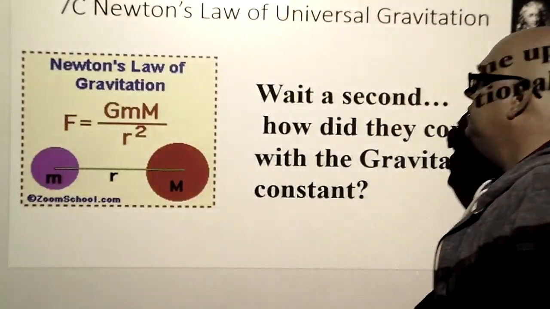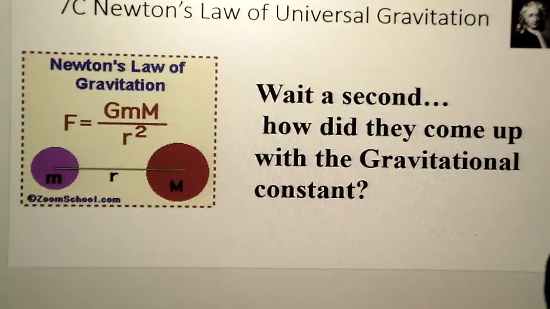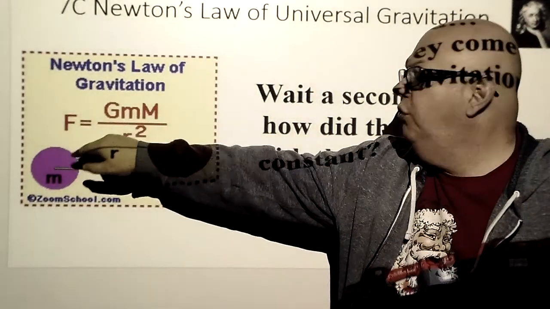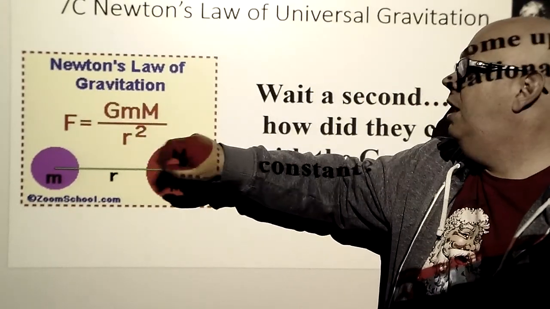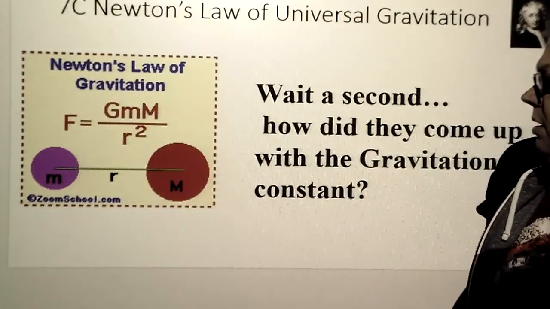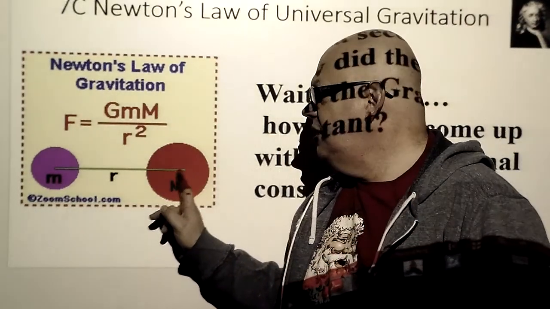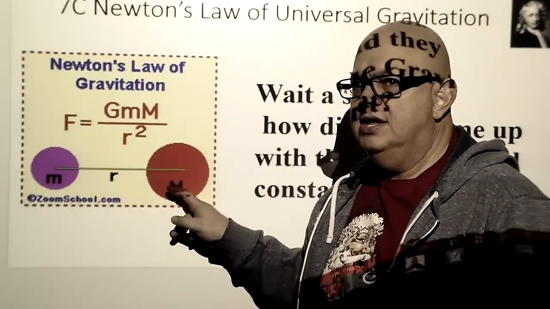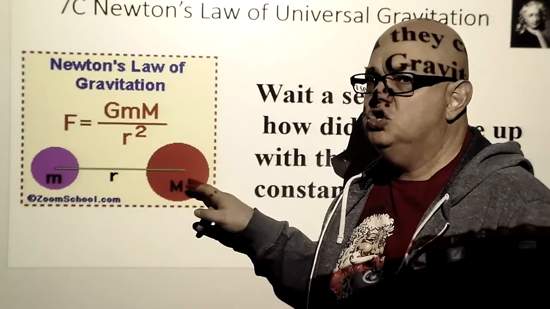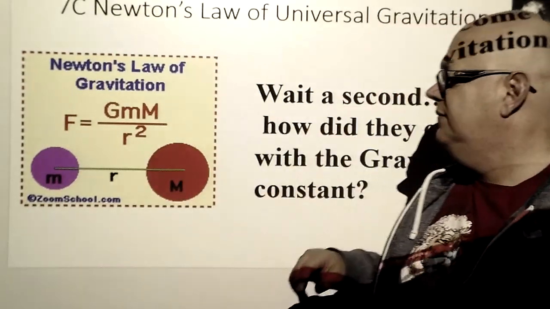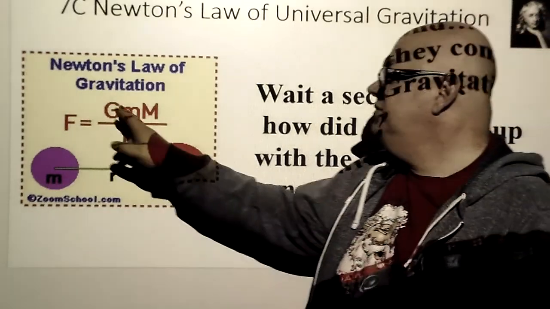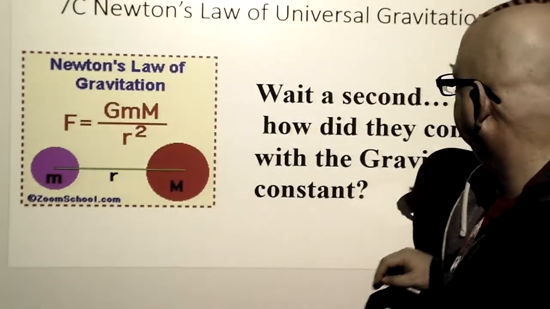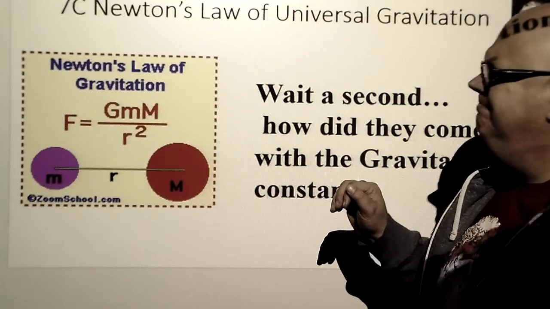All right. So, Newton's law of gravitation: the gravitational force is equal to the gravitation constant times the masses of our objects divided by r squared, where r is the center to center distance of the two objects themselves. So wait, if there's this gravitational constant, how did they come up with it?